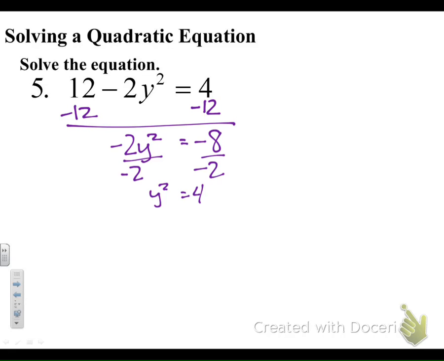It's at this point where you need to take the square root of both sides and realize that when you take the square root of 4, you can either have a positive or a negative root. So this is going to be y equals plus or minus 2.